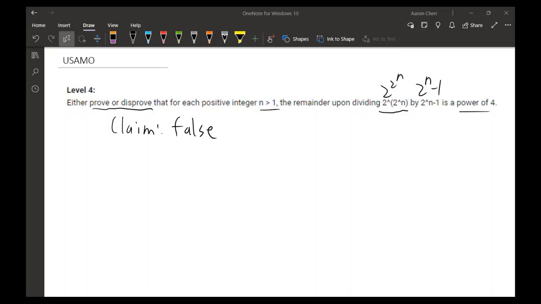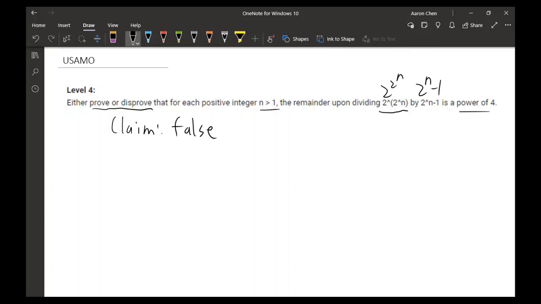Okay, sorry. First of all, clearly, now in order to find a counterexample, we'll work with just the assumption that this is false.